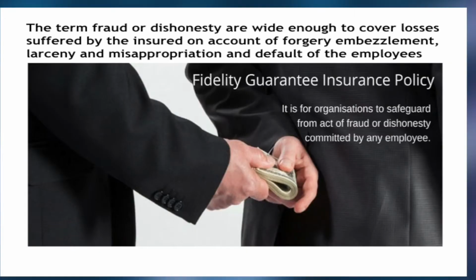Insured perils. The perils covered under the commercial fidelity guarantee policy are mentioned in the operative clause, which suggests that the policy will indemnify the person insured against any pecuniary loss sustained by him on account of fraud or dishonesty by his employees, subject of course to the limits of indemnity incorporated in the schedule of the policy. The terms fraud or dishonesty are wide enough to cover losses suffered by the insured on account of forgery, embezzlement, larceny and misappropriation and default of the employees.